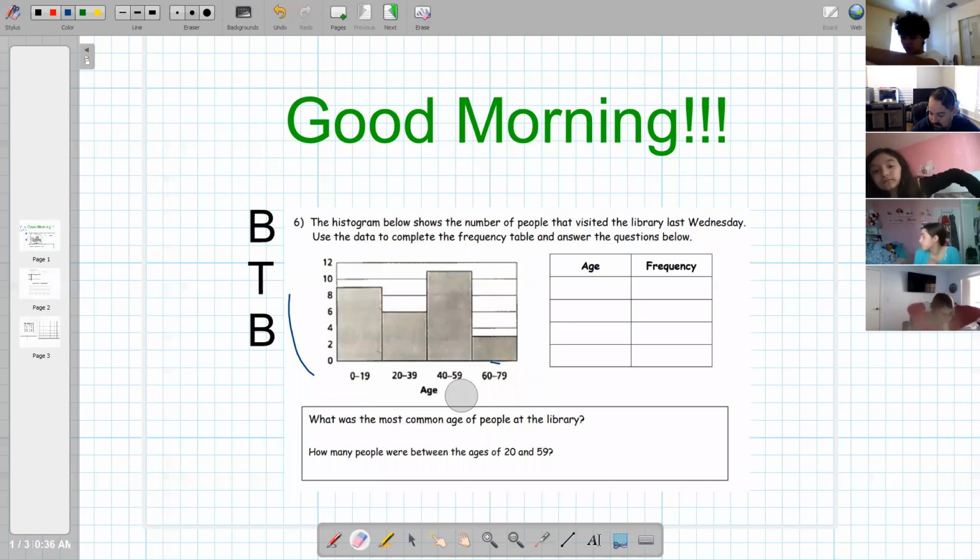Histograms should be pretty intuitive to read, I think. And when I say intuitive, I mean that we should just be able to read them and understand what's going on. Can somebody unmute really quickly and tell me how many people there are between the age of 0 and 19? 9. 9 people, thank you.